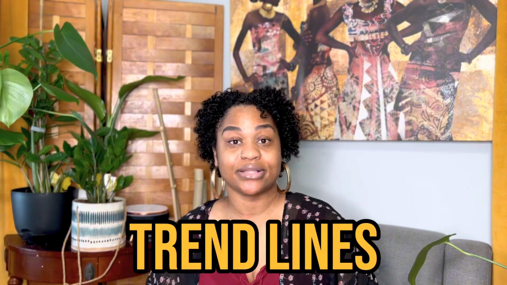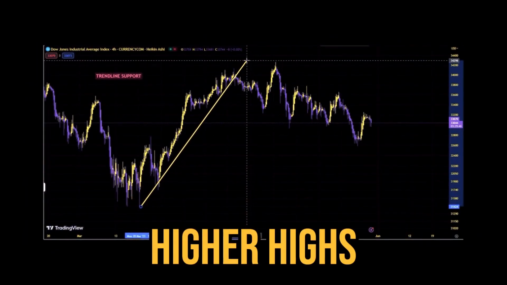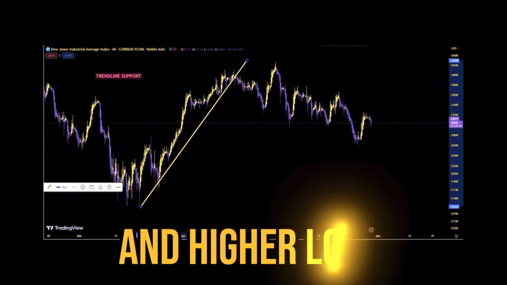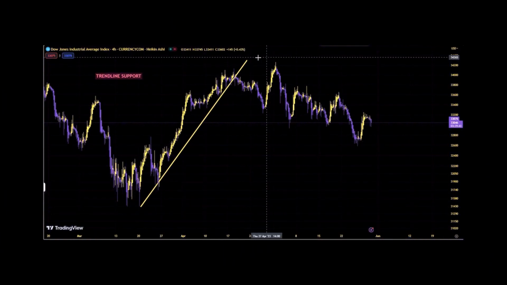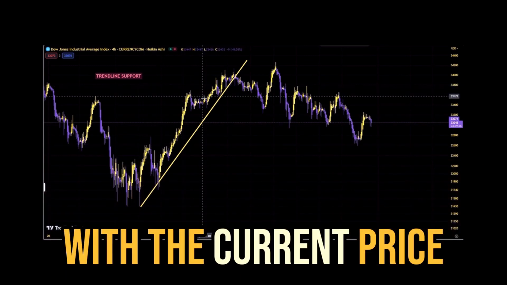Next up is going to be trend line support. When you're first learning how to trade, you're going to learn trend lines. Somebody's YouTube or somebody's course is going to teach you trend lines and how to properly place them on your chart. So how this is important is you're going to determine first what trend you're in. If you're in an uptrend, for example, you should see a pattern of higher highs and higher lows, right? Now where it gets good is where those trend lines intersect with the current price.